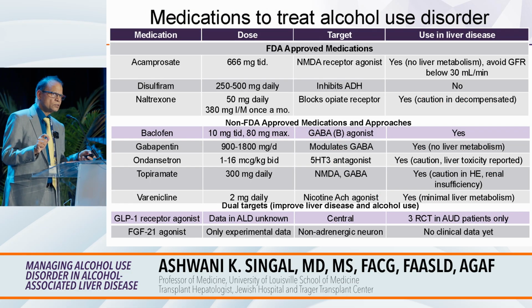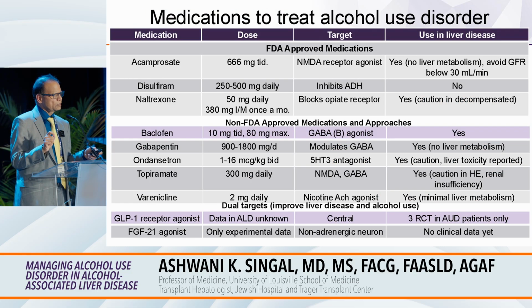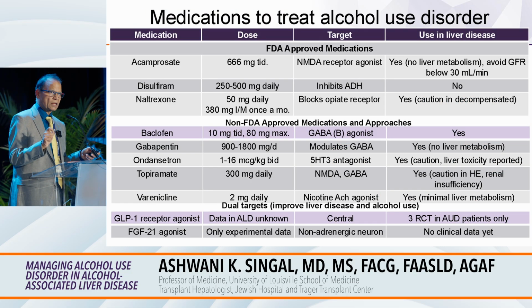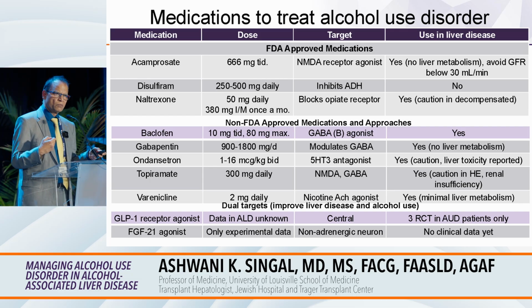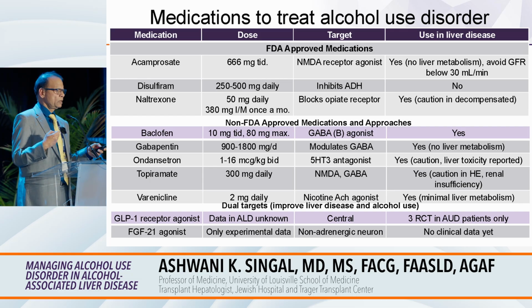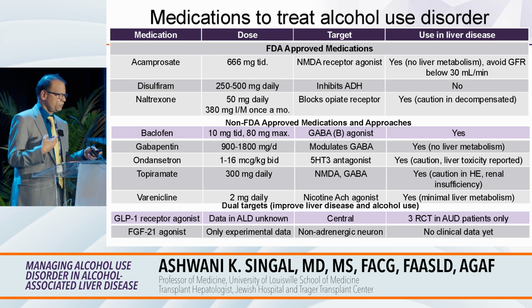So what are the medications to treat alcohol use disorder? Of the FDA-approved medications, acamprosate is the safest. It has no liver metabolism. However, you should be cautious in people who have severe renal disease. Naltrexone, more and more observational data is coming to show its safety in decompensated patients. Disulfiram should never be used. Actually, the non-FDA-approved medications, baclofen and gabapentin, have more data in liver disease patients. And then there are dual targets.